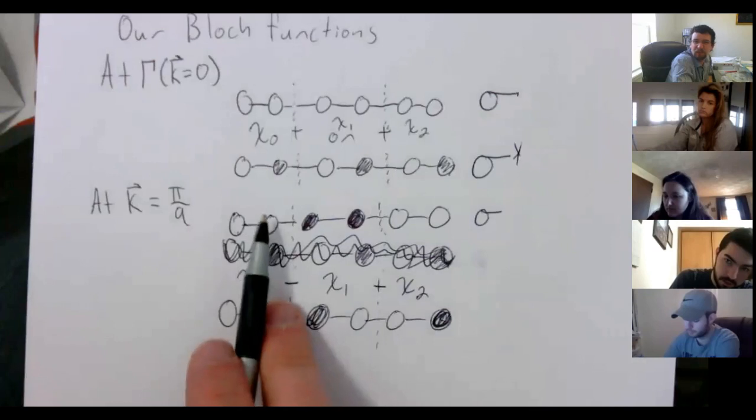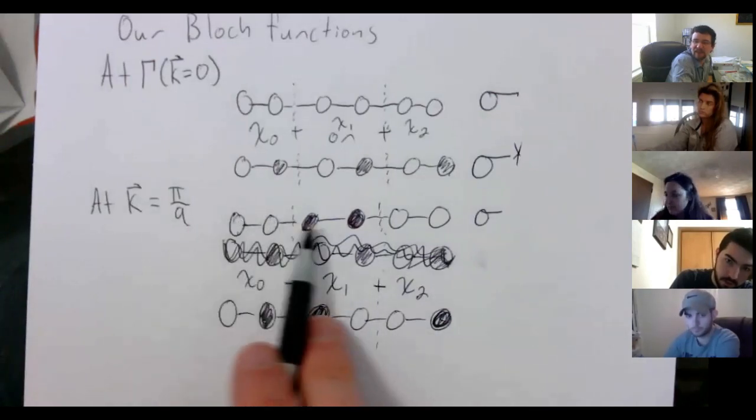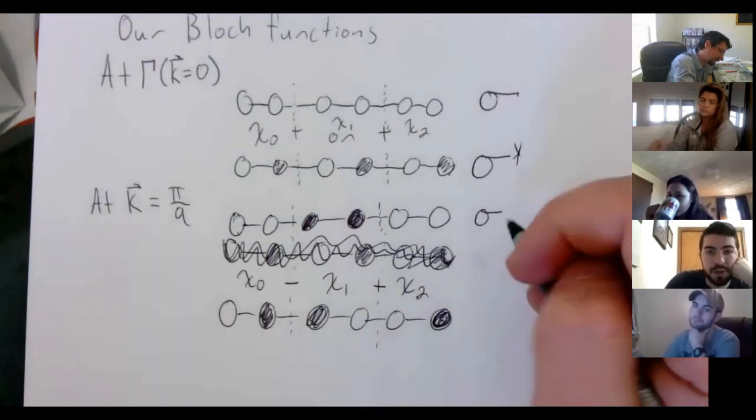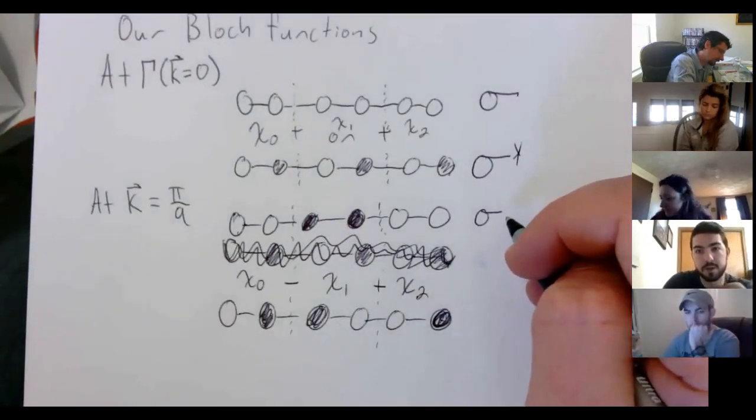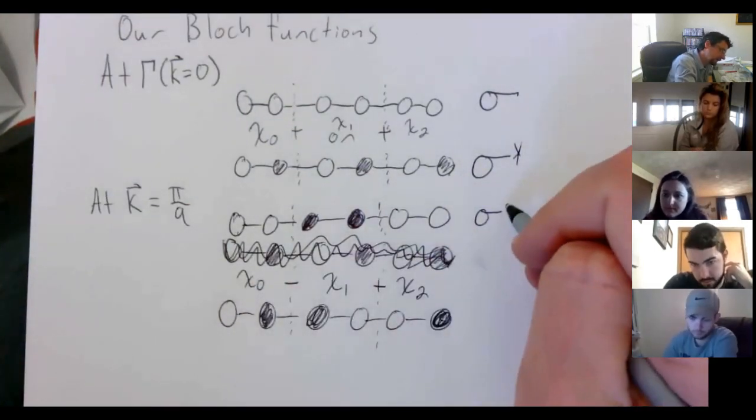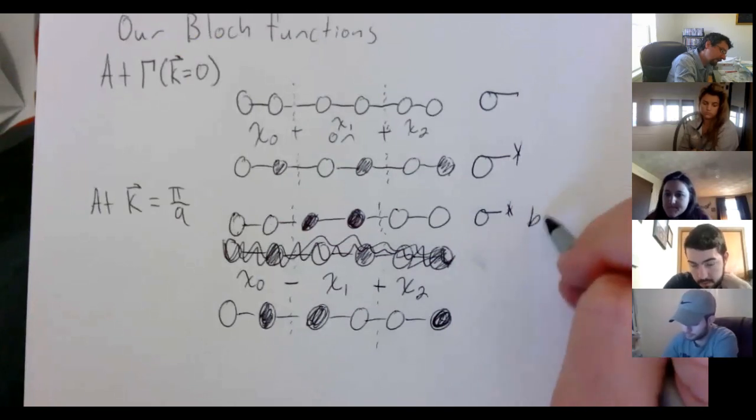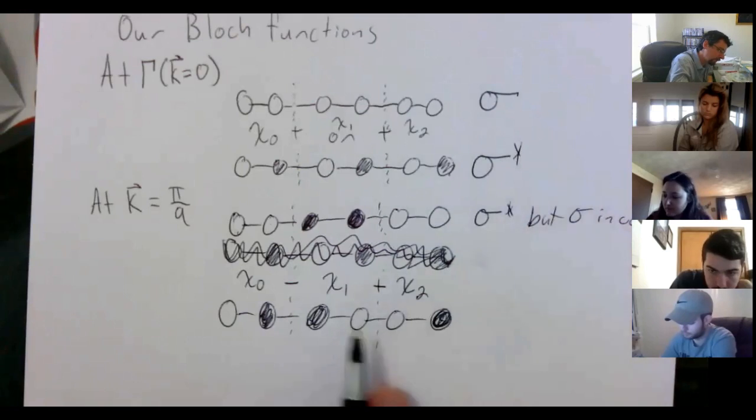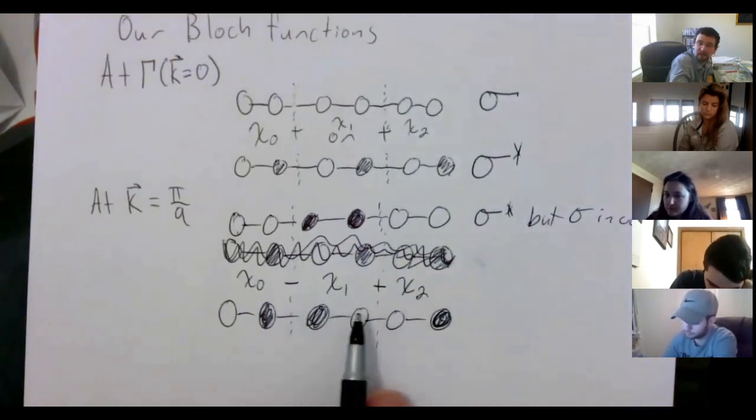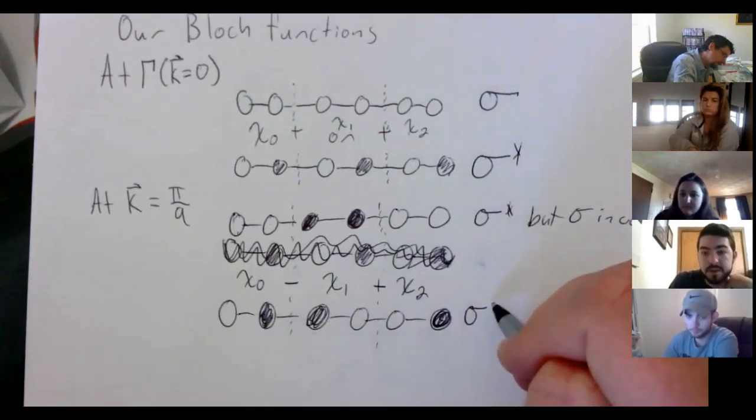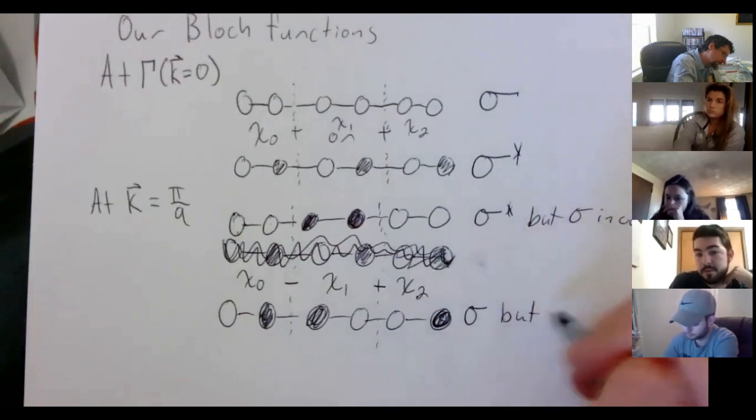Sigma. No. Sigma star. Sigma, yeah, but there's a bonding interaction here and a bonding interaction here, right? Well, are we looking at the bonds from cell to cell? Yeah, cell to cell. So cell to cell, it's anti-bonding, right? But sigma in cell. What about for this guy? Same. Sigma, but sigma star inside. Yep.